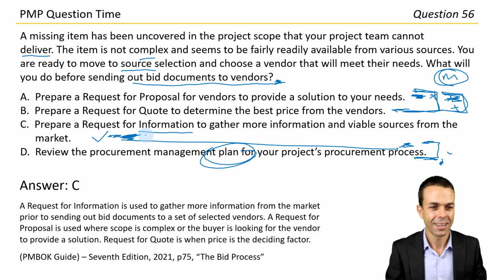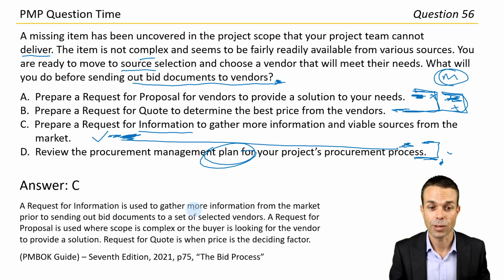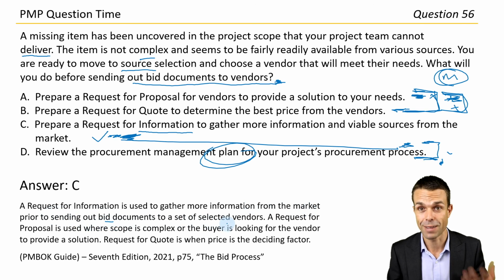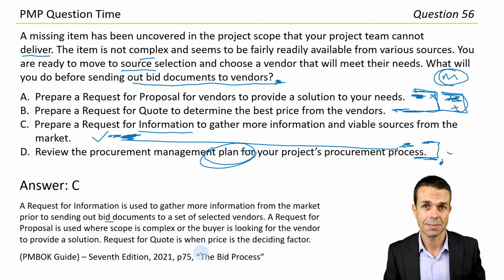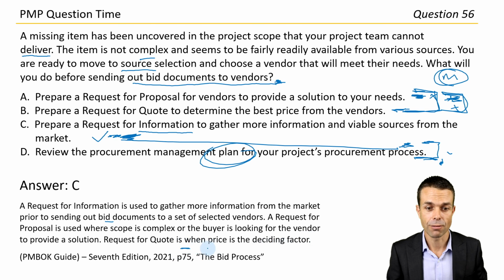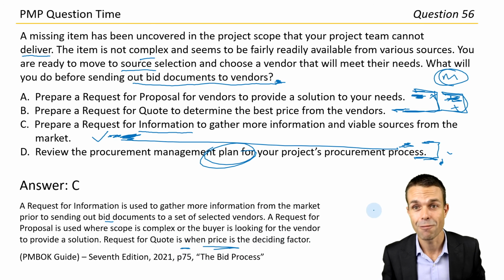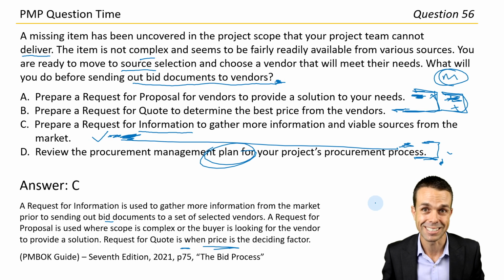Okay, good stuff. The request for information is used to gather more information from the market prior to sending out bid documents to a set of selected vendors. A request for proposal is used where scope is complex or the buyer is looking for the vendor to provide a solution. Request for quote is when price is the deciding factor. It's just a quote. And this is direct from the PMBOK Guide 7th edition as well. Page 75, the bid process. Very, very handy information to have.